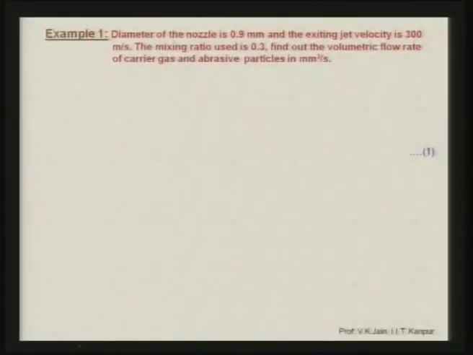Let us see example 1. The diameter of the nozzle is 0.9 millimeter and the exiting jet velocity is 300 meters per second. The mixing ratio used is 0.3. Find out the volumetric flow rate of carrier gas and abrasive particles in cubic millimeters per second. Now, here we have to find out the flow rate of carrier gas as well as the abrasive particles.